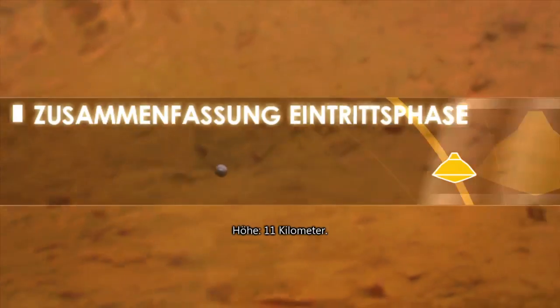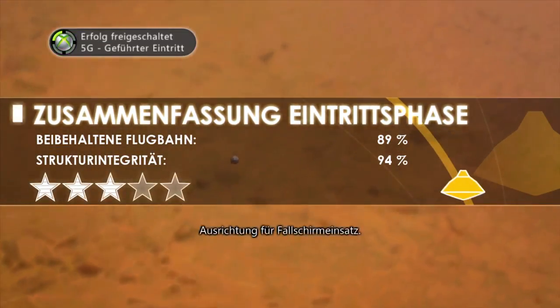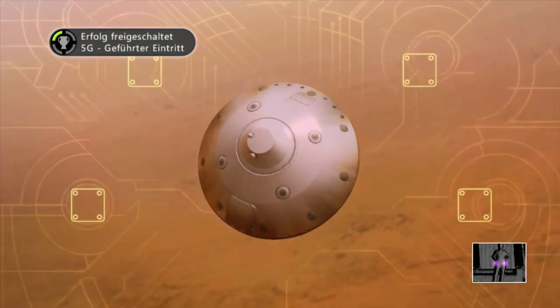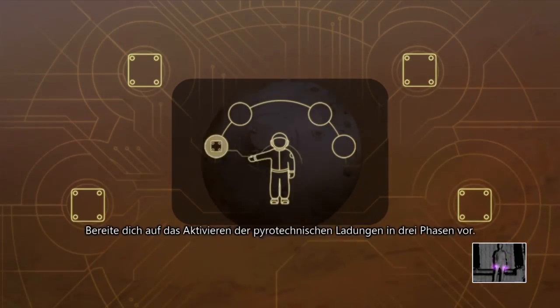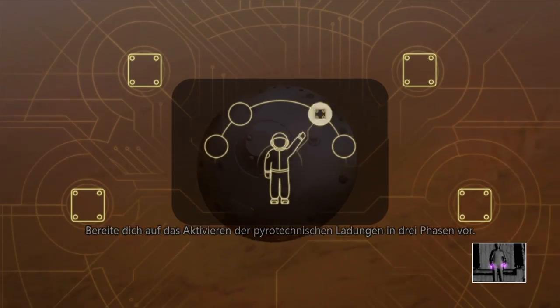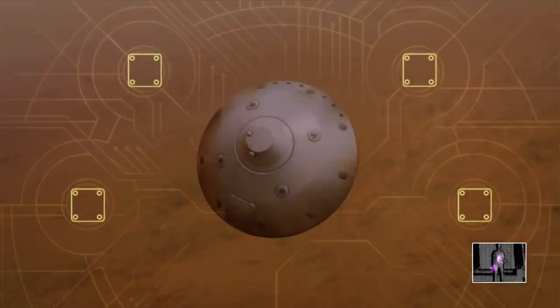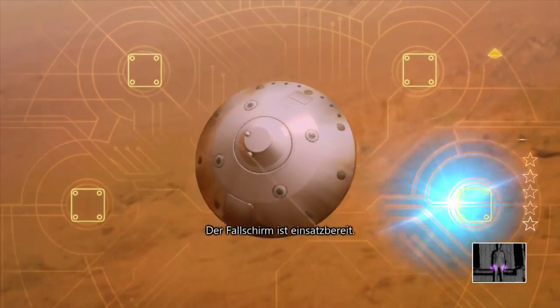Altitude, 11 kilometers. Orienting for parachute deployment. Prepare to activate pyrocharges in three phases. Three, two, one, mark. Parachute is ready to deploy.